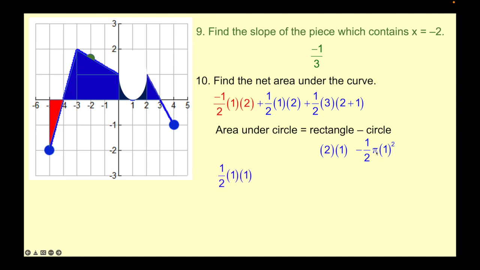And then for our last two pieces, one of them is 1/2. It's base times the height, which is going to be 1/2, 1 times 1. And then our last piece is going to be 1/2 times 1 times 1. But again, that one has a negative because this is net area and it's underneath. So now when we go ahead and combine everything in this problem, what you should end up with is 13/2 minus pi halves, or 13 minus pi all over 2.